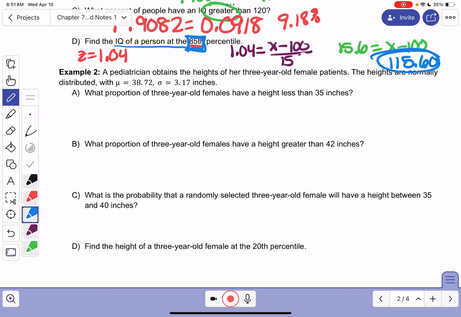The only thing that's different is the between here. So what you're going to do for that is you're going to find both proportions and then subtract them. So pause the video and try these, and then check in and see how you did.